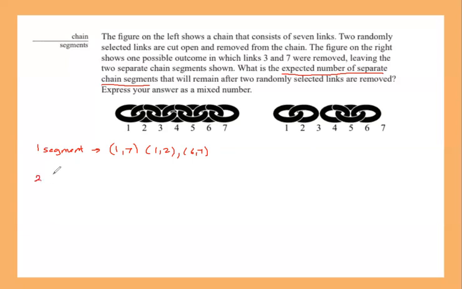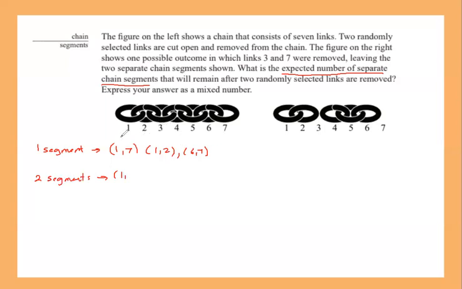And then for the second case, which is 2 segments, if I want to get 2 segments, we took 1 from the middle and 1 from the end. Let me call 1 and 7 the exterior links. If I choose 1 and then 2, that will leave only 1 segment, which we don't want now. We want to get 2 segments.